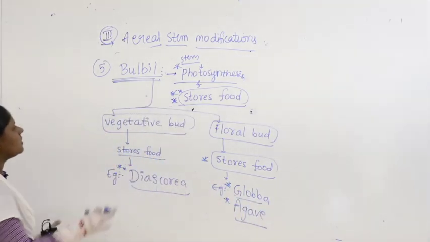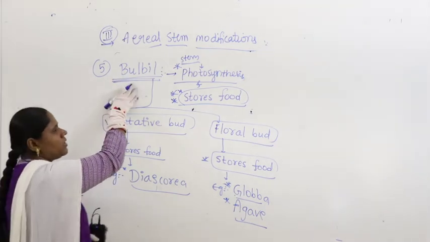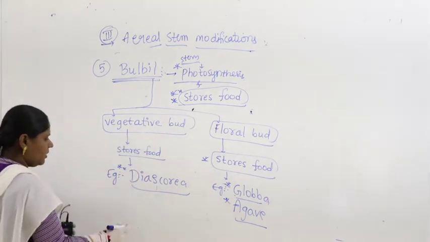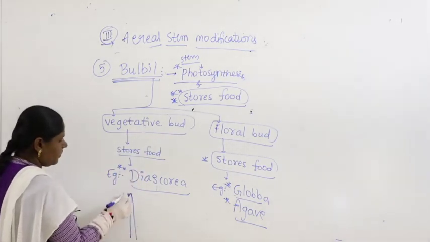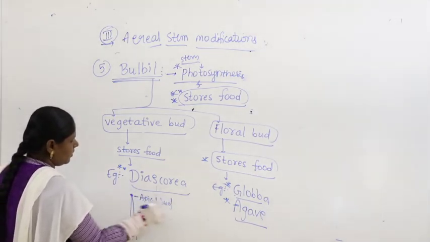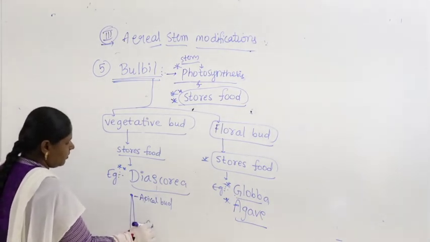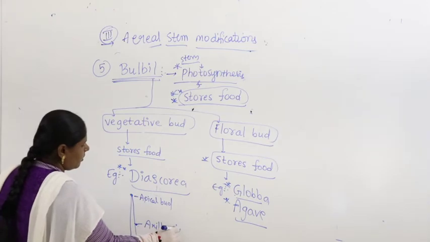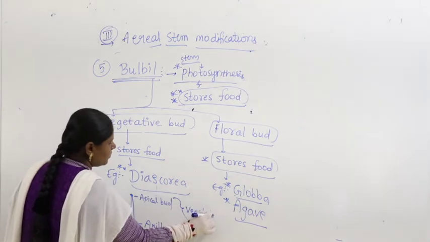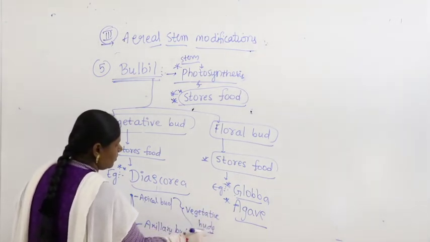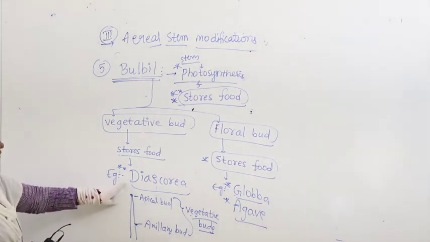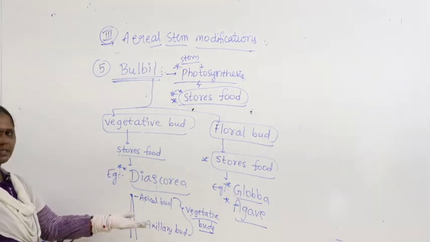What is the meaning of this? What is a bulbil? A part of the stem that undergoes photosynthesis and stores food. What is a vegetative bud? So here it is like this. This is a vegetative bud, the apical bud, and this is also an axillary bud. Both are called vegetative buds. So the vegetative bud stores food, which you find in Dioscorea.